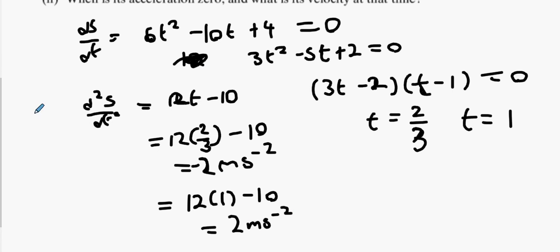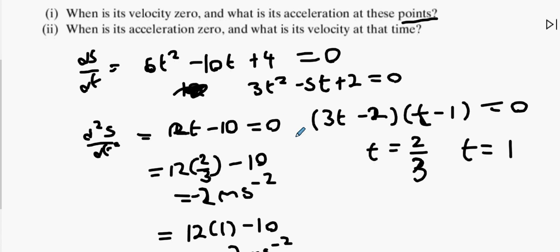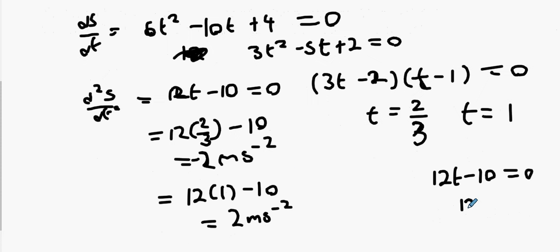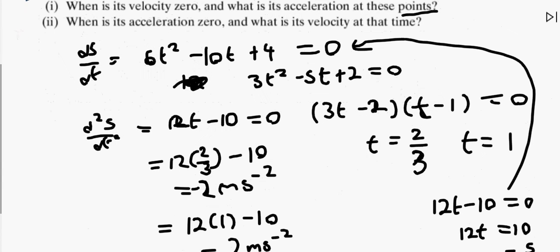And what happens when the acceleration is 0? That's 12t minus 10 equals 0. That'll be 12t equals 10. T equals 5/6. Okay with that? And then we have to sub that back into the velocity to get the velocity at that point. Alright guys, we've just run out of time here.